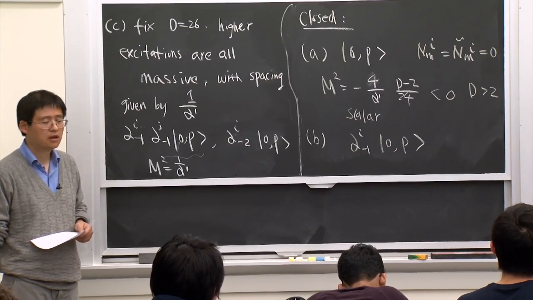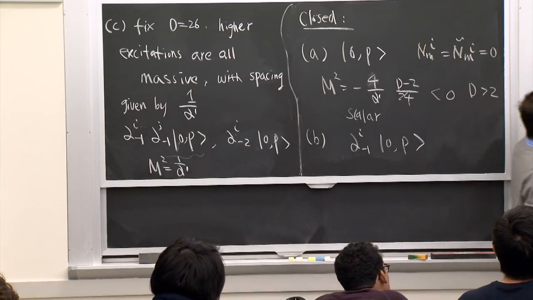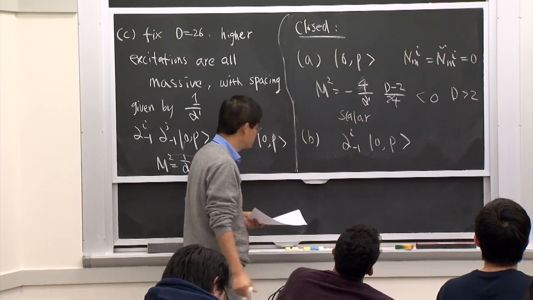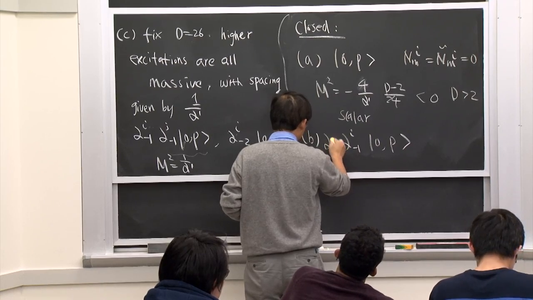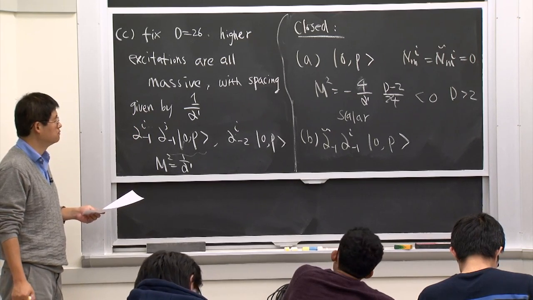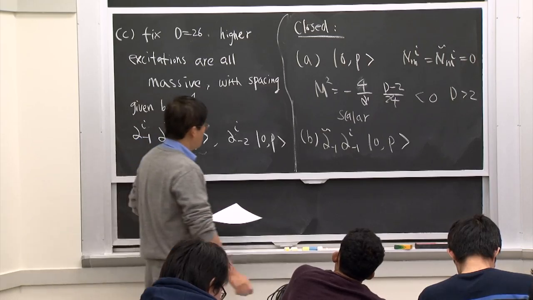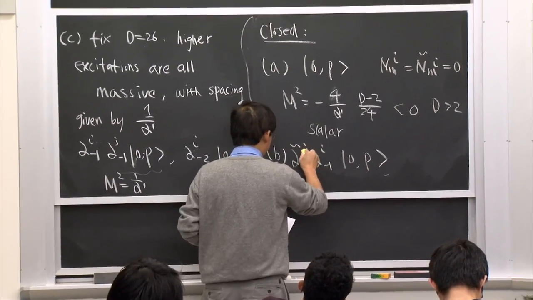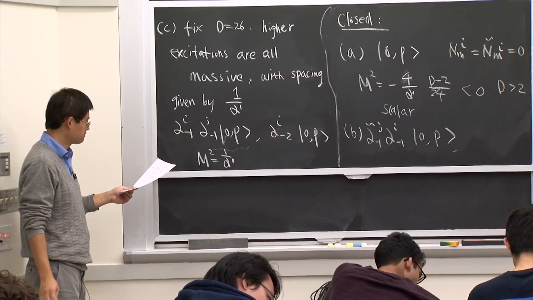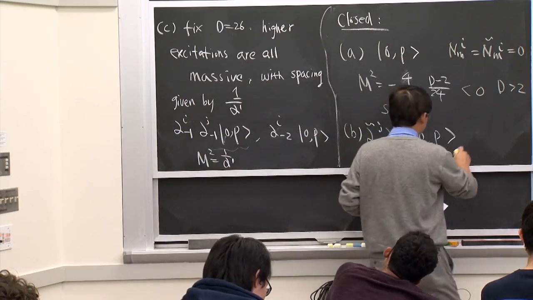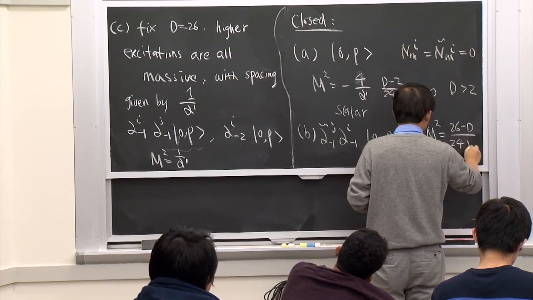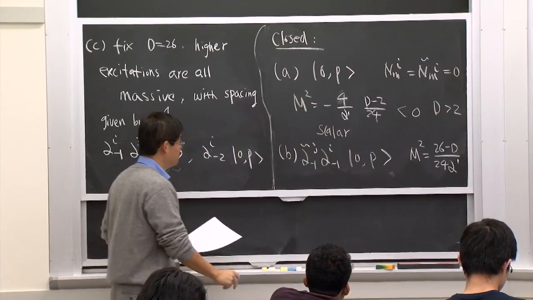Why? That's right, it does not satisfy this condition. Because with this one, you only have the left moving excitations, but not the right moving excitations. You are not balanced. So you also need to add the right moving one, so the next one will be this guy. Now I have an i and a j. So this will have m squared equal to (26 minus d) divided by 6 alpha prime.